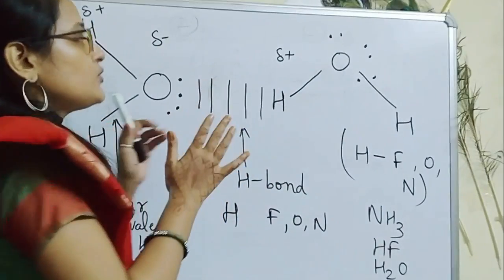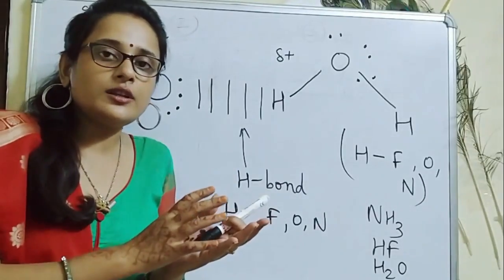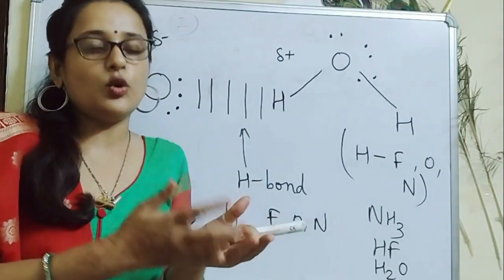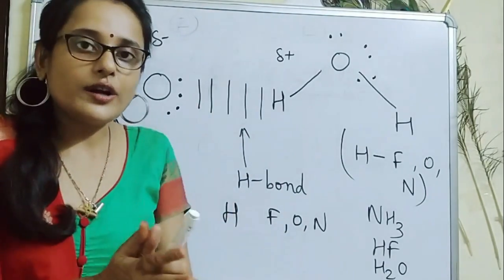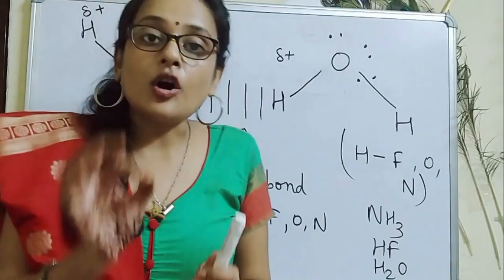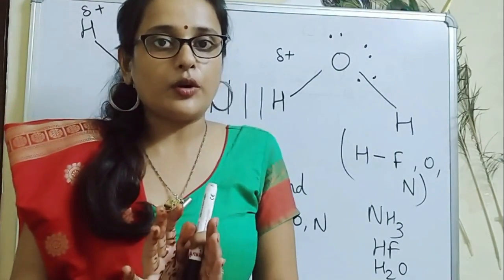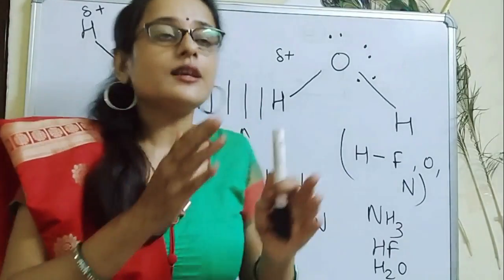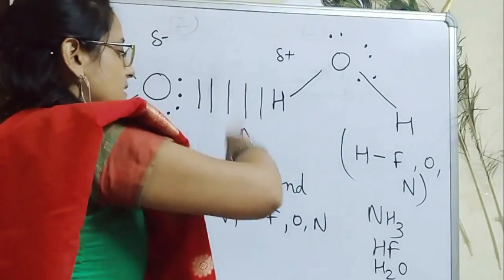Such bonds in between molecules having hydrogen and another atom more electronegative than hydrogen, that is fluorine, oxygen and nitrogen, is called a hydrogen bond. Hydrogen bond is the strongest intermolecular bond, but it is a very weak bond as compared to covalent and ionic, that is, it is very easy to break this type of bond.